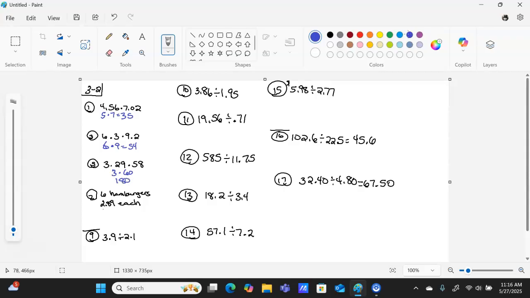6 hamburgers at $2.89 each. This is number 7, which was a word problem. So 6 hamburgers, and they're about $3 each. So we're going to get 18.